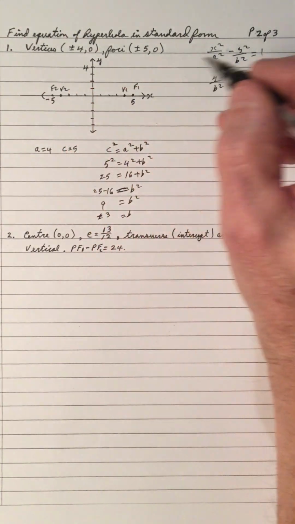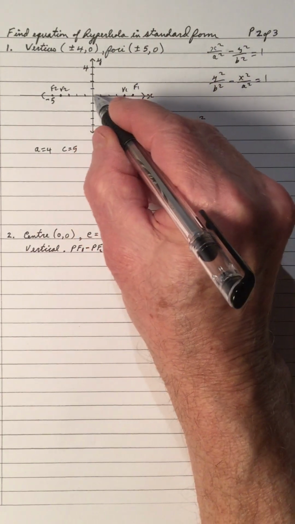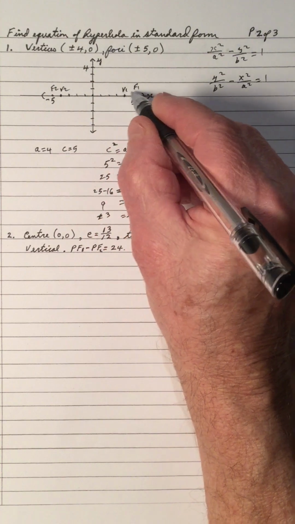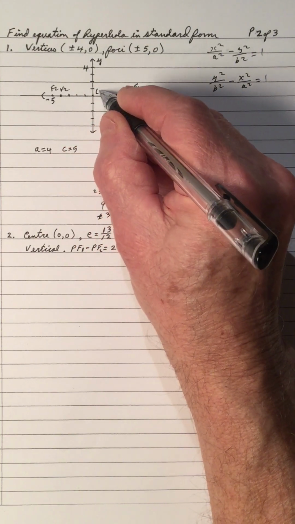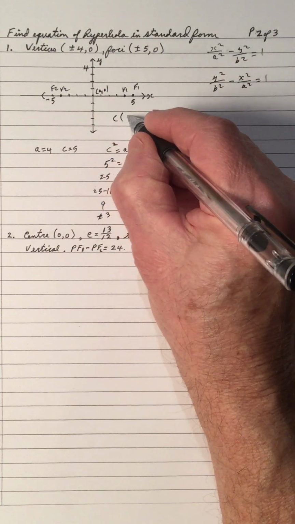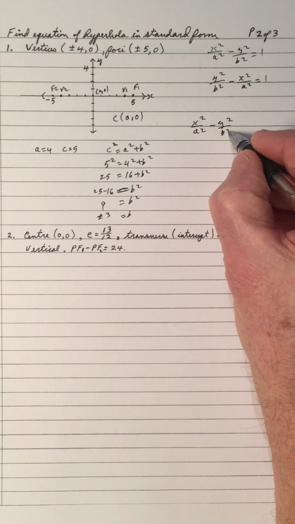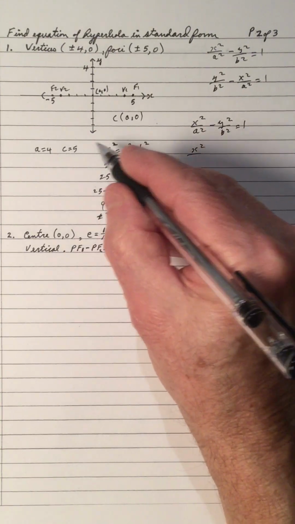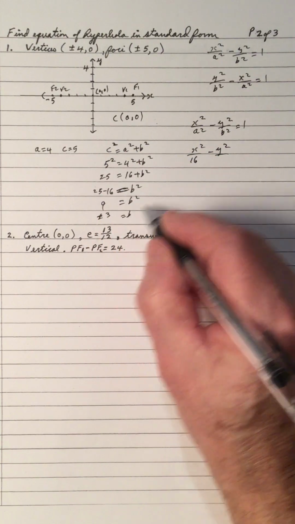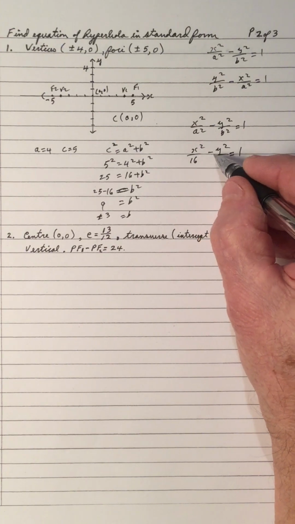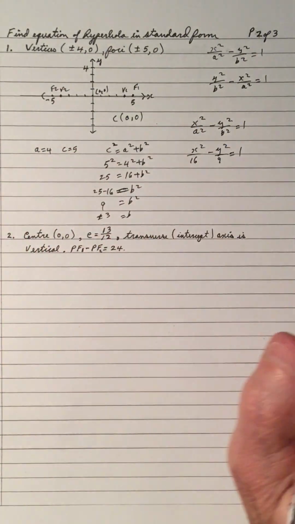Because it's horizontal, the equation is x squared over a squared. Besides, the center is the midpoint of the foci, or the midpoint of the vertices. If you take 4 and negative 4 and get the midpoint, you get 0 for the x and 0 for the y. So the center is 0, 0, which means the equation is x squared over a squared minus y squared over b squared equals 1. A is 4, so a squared is 16, and b is 3, so b squared is 9. So x squared over 16 minus y squared over 9 equals 1 is the equation that has the vertices of plus or minus 4 and foci of plus or minus 5.